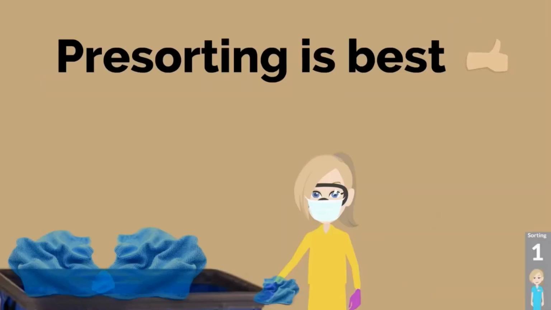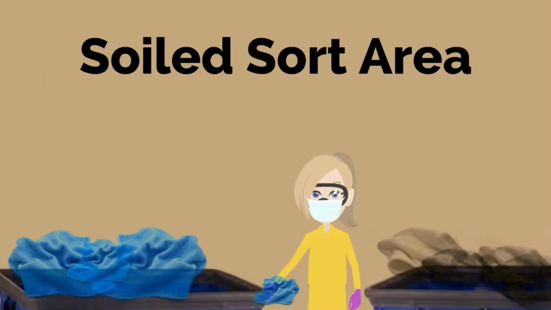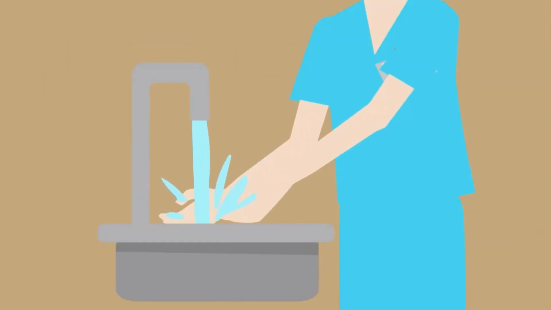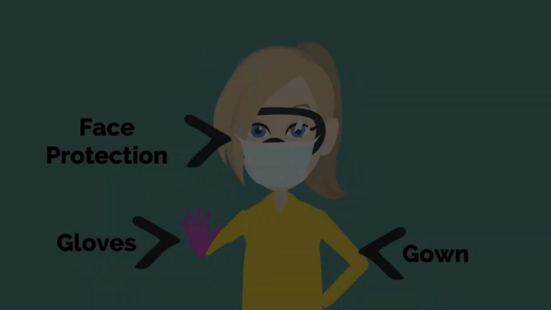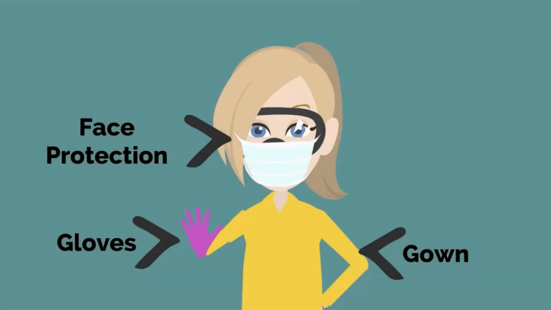Pre-sorting benefits. Pre-sorting linen prior to washing is usually preferred for work efficiency and for cleaning when compared to the benefits of post-sorting after the washing process. The pre-sorting process should be performed by staff working in the soil sort area. First, staff should perform hand hygiene and apply PPE: gloves, gown, and face protection if splashing is anticipated.